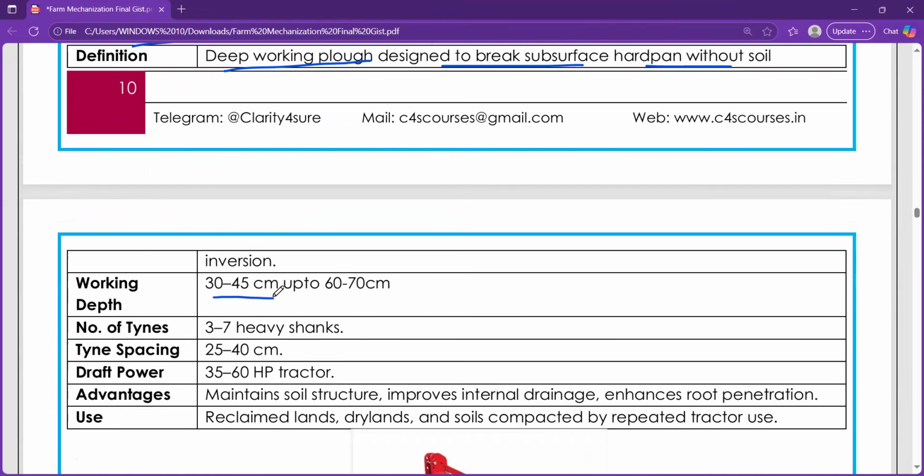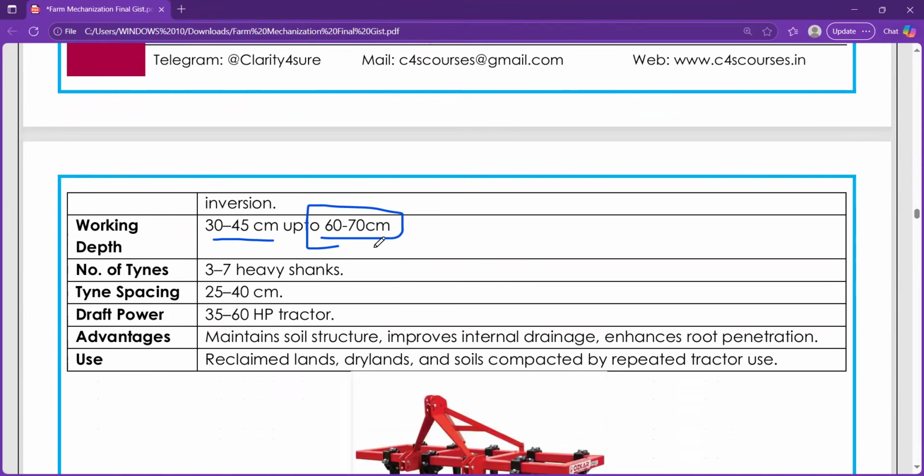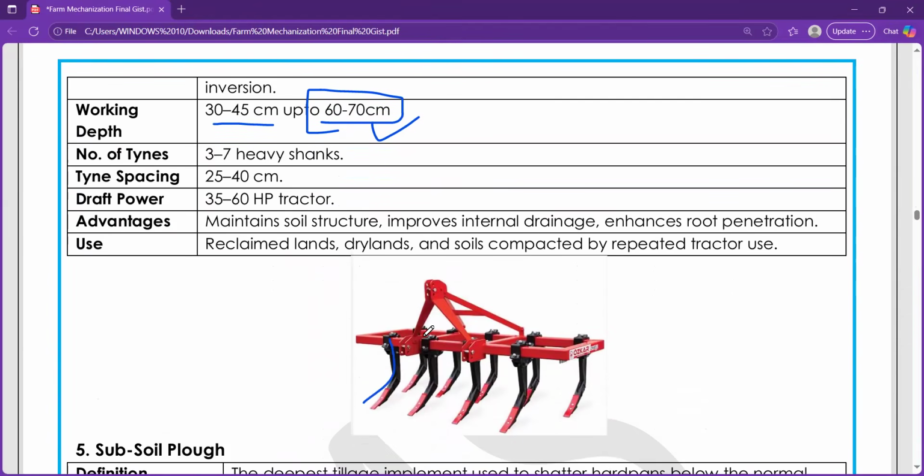Minimum it is 30 to 45 centimeter, and maximum it goes up to 60 to 70. Mostly, as far as I remember, most of the questions on these chisel plows are asked on this higher value. Okay, so please make note of it. Next we have tines. What is tines here? These are tines. You are seeing this, these are tines here.